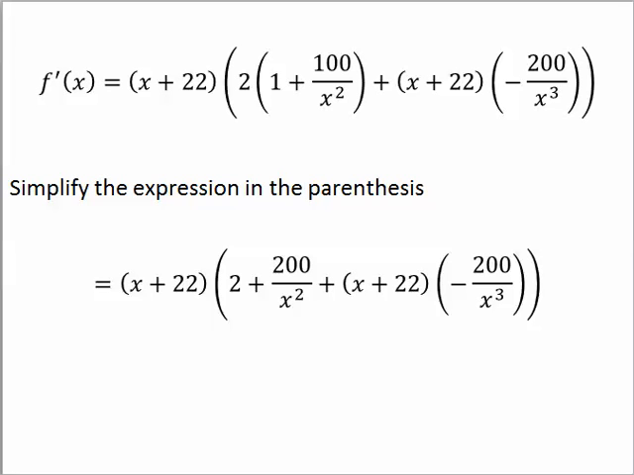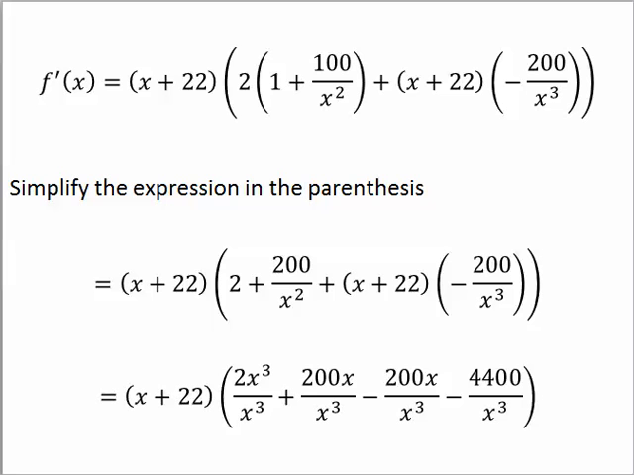First, I distribute the 2. Next, I'm going to distribute the negative 200 over x to the third. And also, the first two terms in the parentheses, I'm going to write them as having denominators of x to the third. When I'm done with all that work, this is what I get.